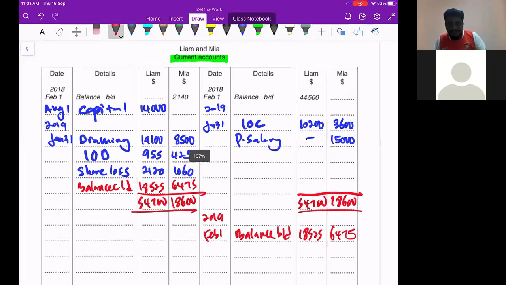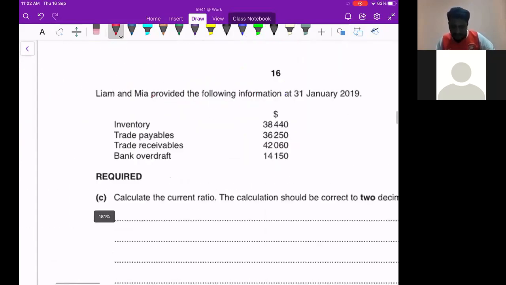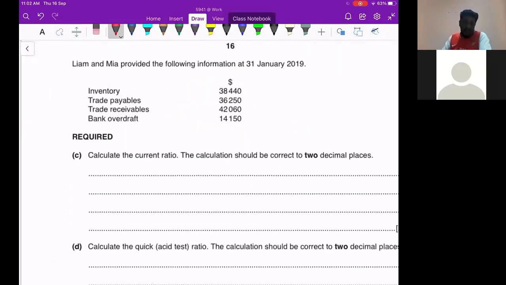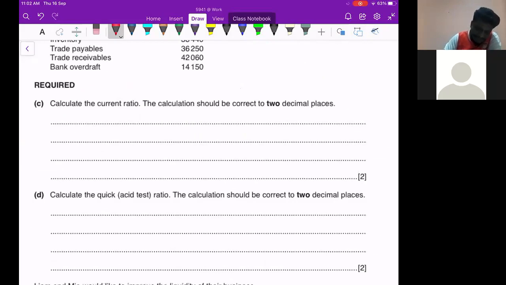Any question? Okay, no question. We do the next question. The next question is about ratios. Liam and Mia provided the following information at 31st January 2019. They gave you the inventory, trade payables, trade receivables, and bank overdraft. Calculate the current ratio. So what is the formula for current ratio? Current assets over current liabilities. Current assets over current liabilities, you will get the current ratio.